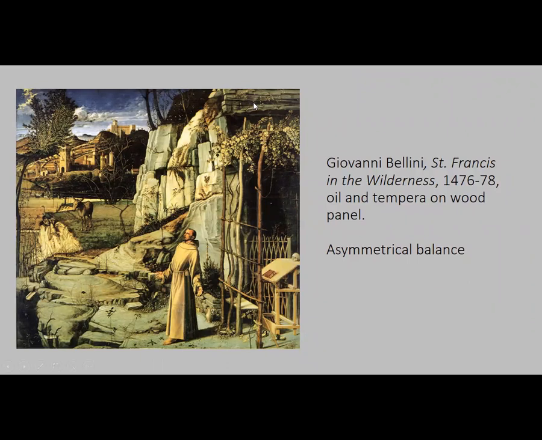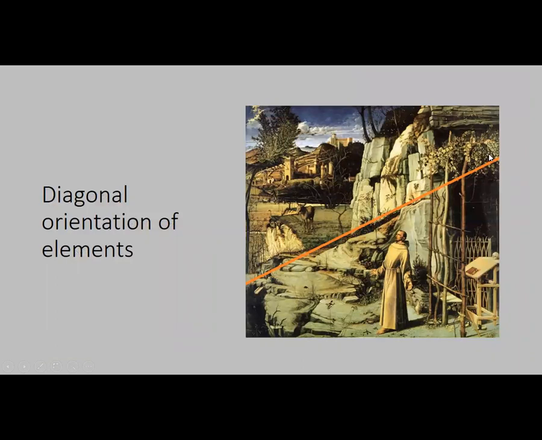Let's go through it. It's got the diagonal orientation of elements. So we go from the tree to this crack in the rocks, and this crevasse in the rocks, and along the rocks, and then you keep following the shape of the rocks down to here. If you go from the top of the tree and you angle down, you're going to touch St. Francis's head, and then you're going to end up lining up with this crossbar on this thing where the vines are growing. I don't know what it's called. This thing.